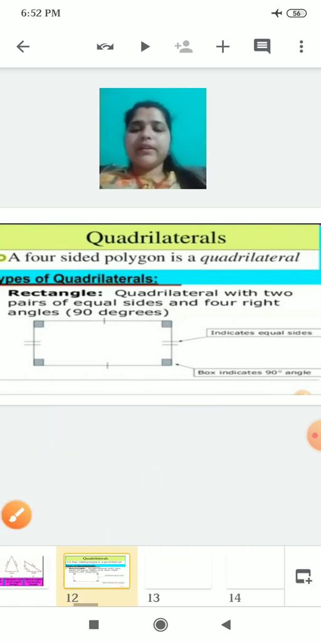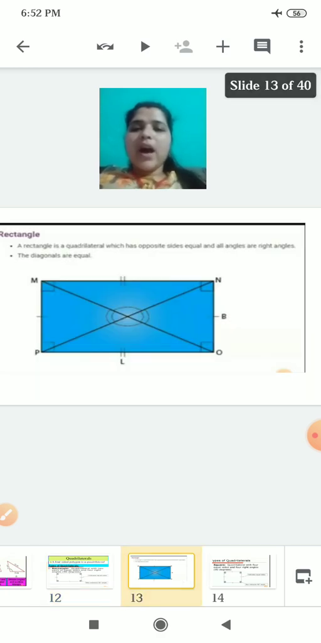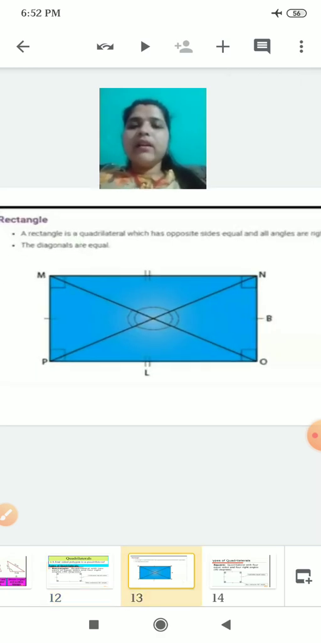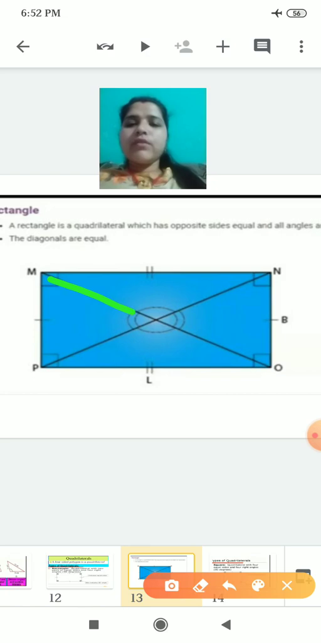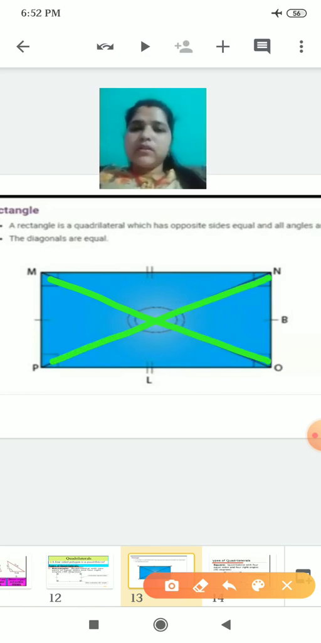Oh sorry, this is the property of a rectangle. Now we have a rectangle here again. See, these are the diagonals of the rectangle. It bisects the rectangle into four equal triangles, or four equal parts you can say. A rectangle is a quadrilateral which has opposite sides equal and all angles 90 degrees, and these are called the diagonals of the rectangle. ये diagonals हैं इसके. This is equal to this and this is equal to this.